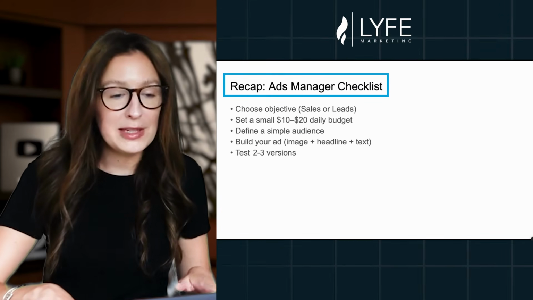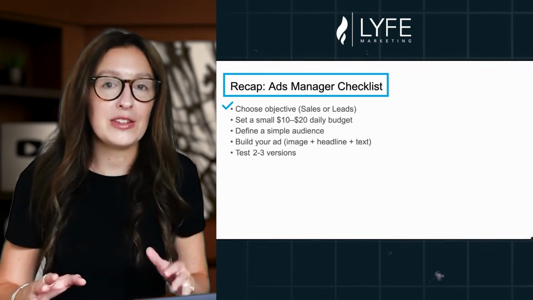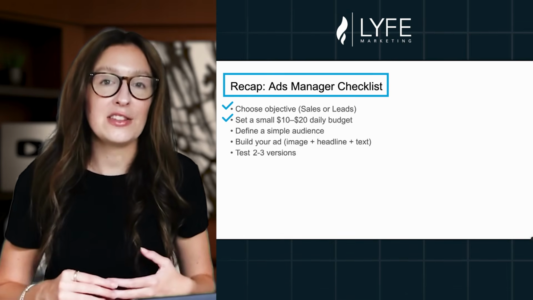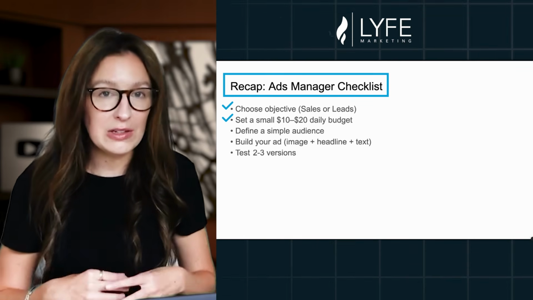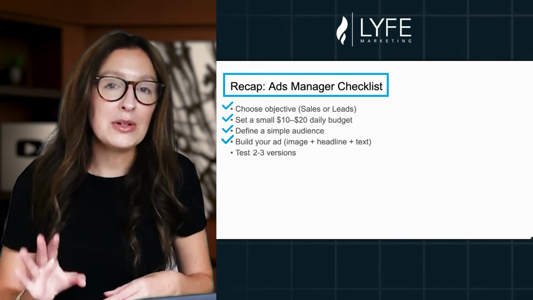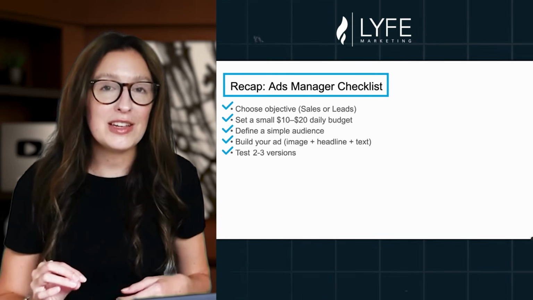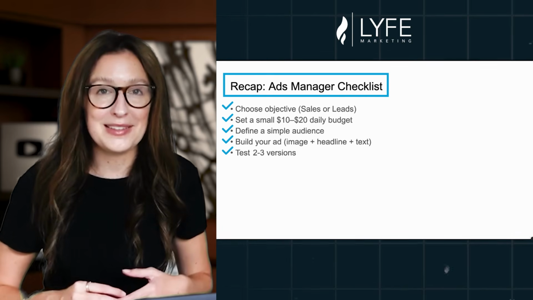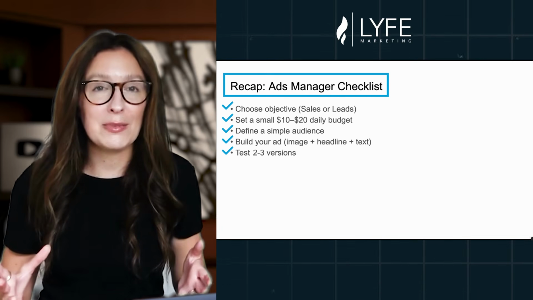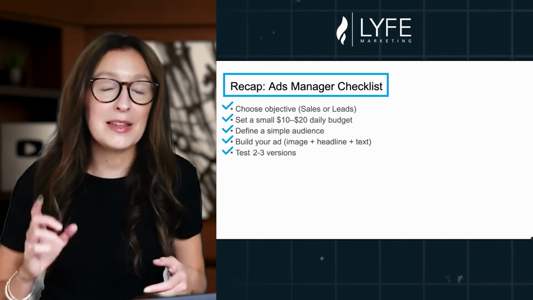So here's your Ads Manager checklist. Choose your objective, whether that's sales or leads. Set a small daily budget like $10 to $20. Define a simple audience. Build your ad. We're talking image and video plus headline and text. And publish and test 2 to 3 versions to A/B split test them. Do this right and you're not guessing anymore. You're running a business experiment that pays you back.